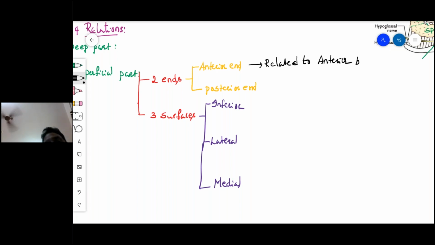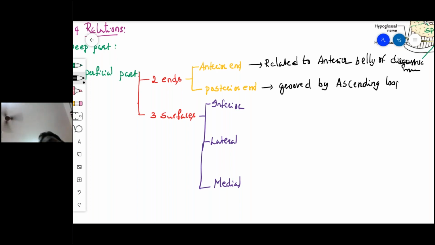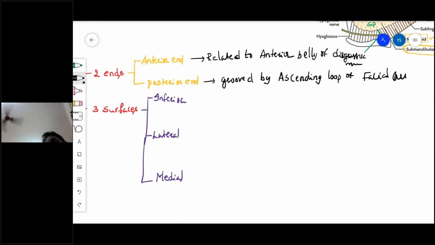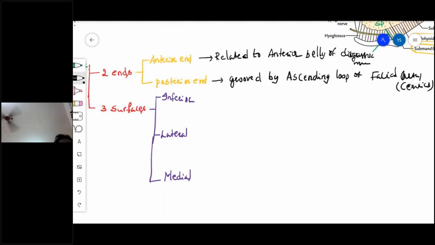Digastric muscle, and the most important, posterior end grooved by ascending loop of facial artery. Facial artery. Which part of the facial artery? Cervical. So cervical part of facial artery. So this is about the two ends.